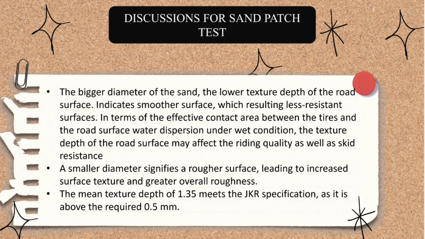overall texture roughness. The calculated mean texture depth that we get meets the JKR specification and places the surface texture in the open category, signifying that it ensures adequate skid resistance and safety for road user.